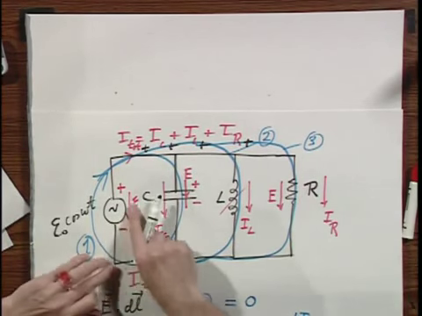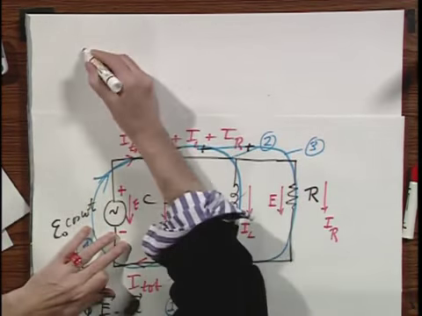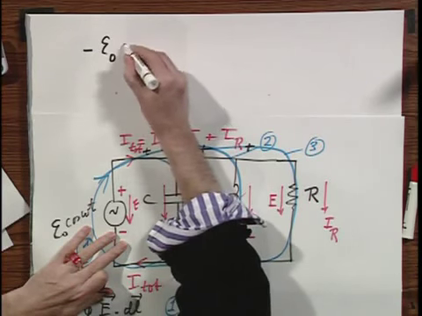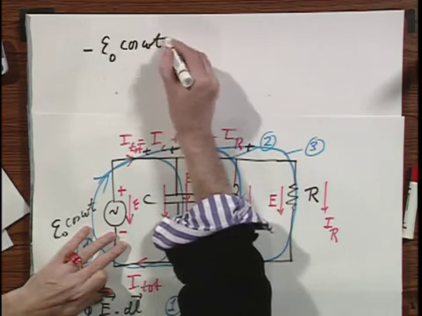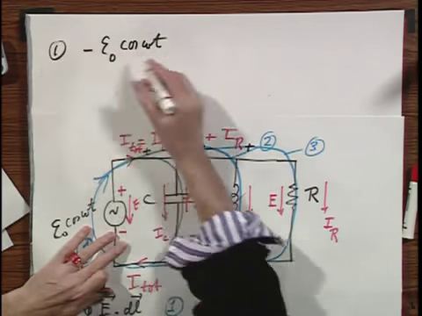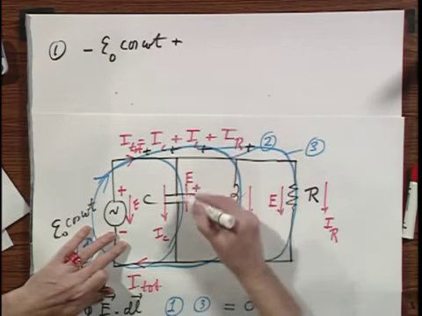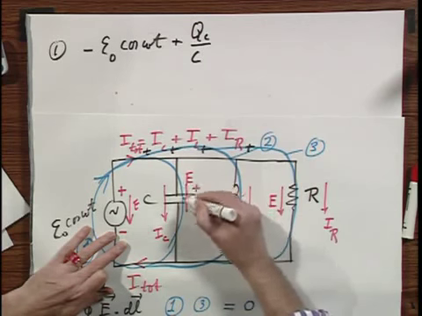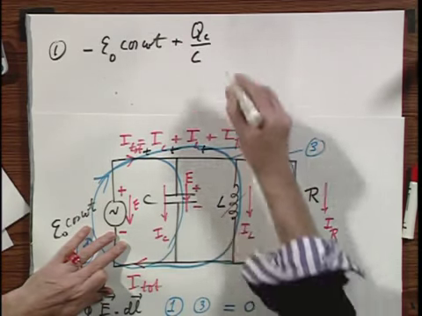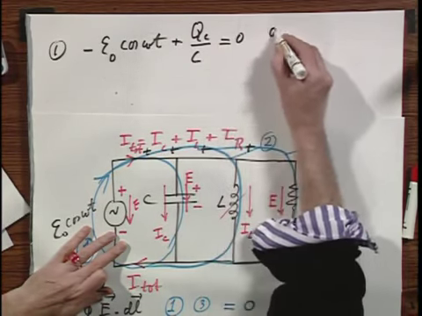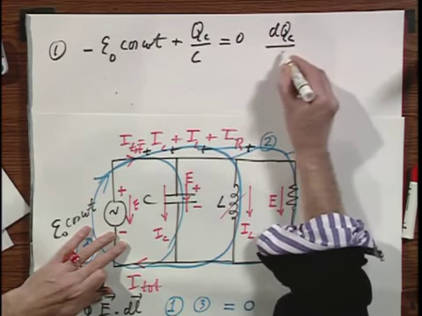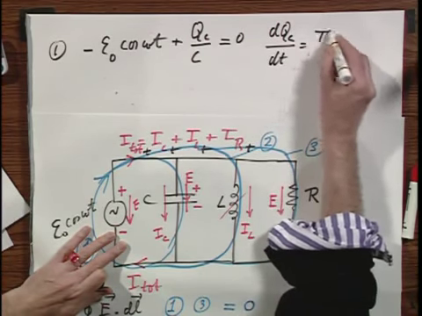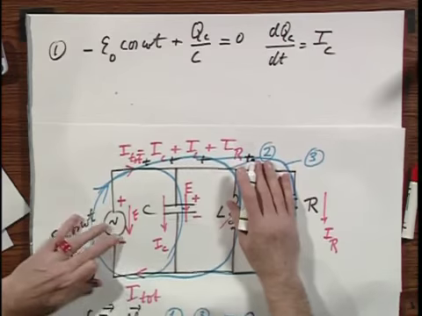I start here, I go up against the electric field, so I get minus E0 cosine omega t. This is for loop 1. Then I go across the capacitor, so I get the charge on the capacitor divided by C. That's the integral of E dot dl through this gap, and that must be 0. And I keep in mind that dqc dt is the current through the capacitor.